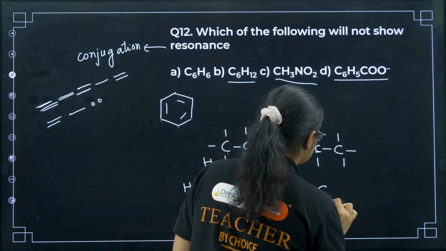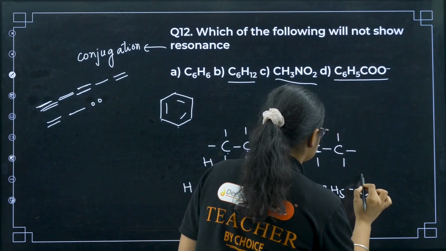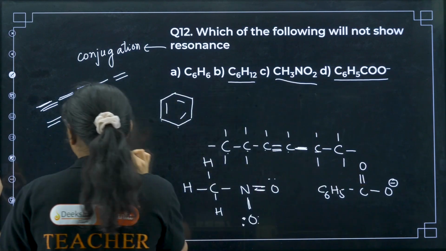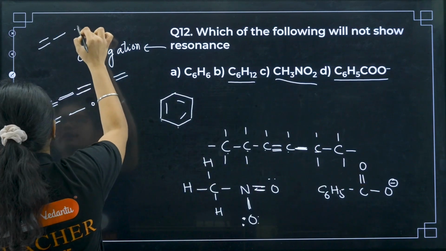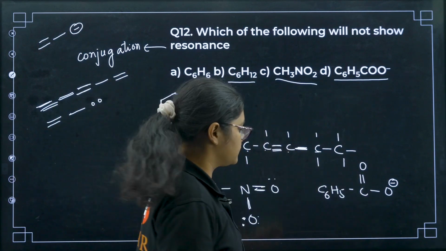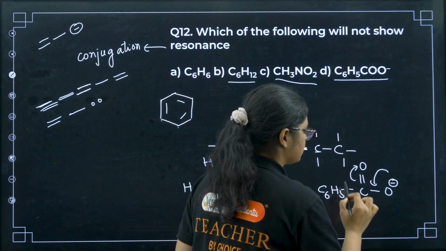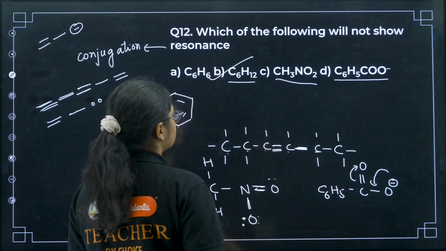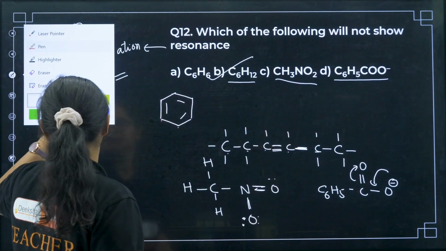C6H5COO minus. So C6H5, C double bond O, O minus. Now see, this is also a kind of conjugation: double bond, single bond, negative charge. So this bond can shift here, this bond can shift here. So this will also show resonance, but here there is no resonance. So option number B is the correct answer here.